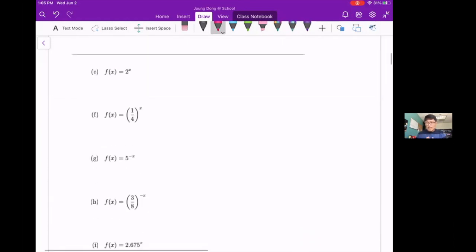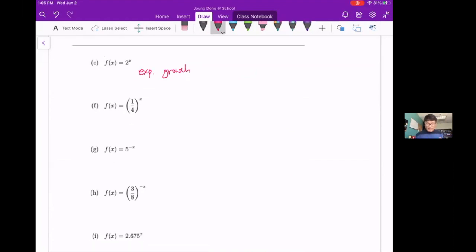Here we go. E has a base bigger than one, so this is exponential growth. Look at F. Your base is 1/4, which is between 0 and 1, so that is exponential decay. Look at G. It's a little bit tricky, but look at the power. It's negative x, so we can rewrite this as 5 to the negative 1, to the x, which is 1/5 to the x. It is an exponential function, but your base is between 0 and 1. That is the reason why this is exponential decay.